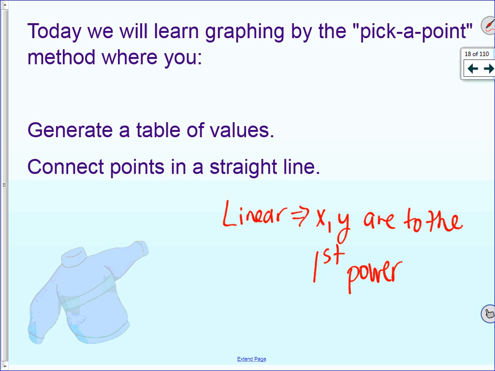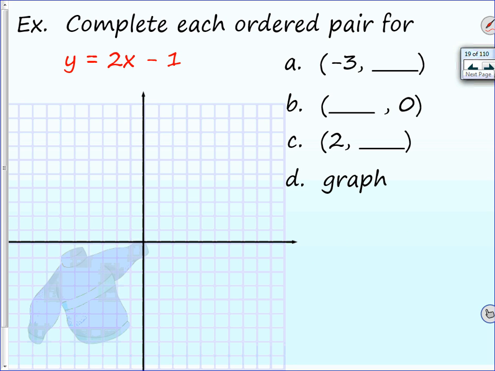Also, there are no square roots. x is not an exponent. We can do a number of things to make it not a straight line, but if x and y are to the first power and there's nothing else being done to them, when we graph it, you should have a straight line if you do your arithmetic correctly. So we're going to be focusing on that for now, and then we'll go to more difficult things in a little while.